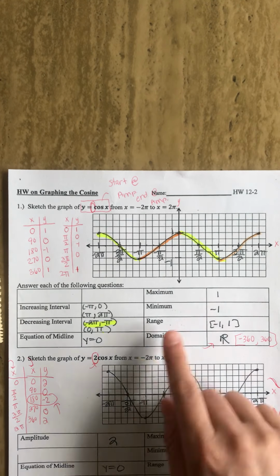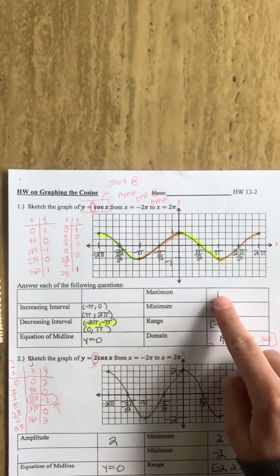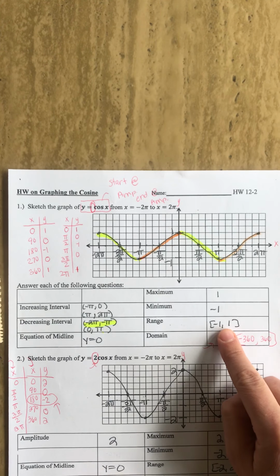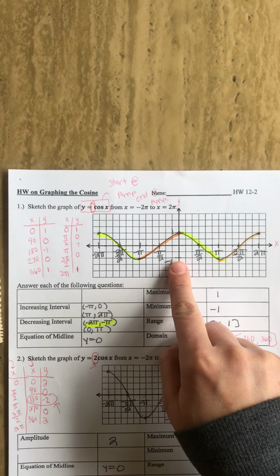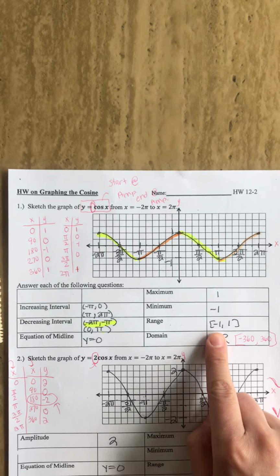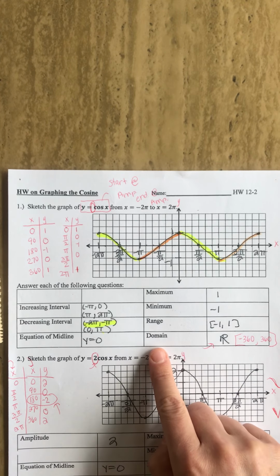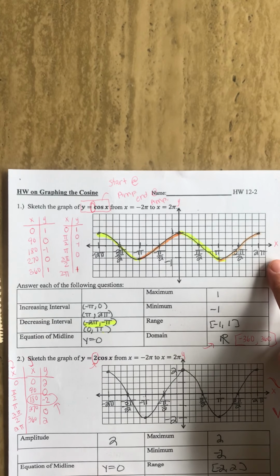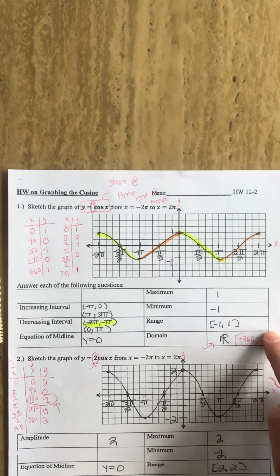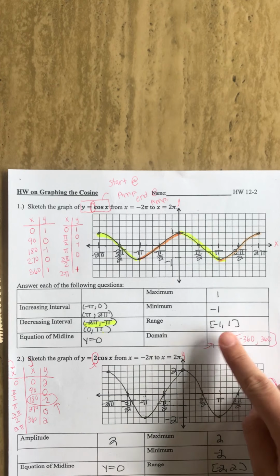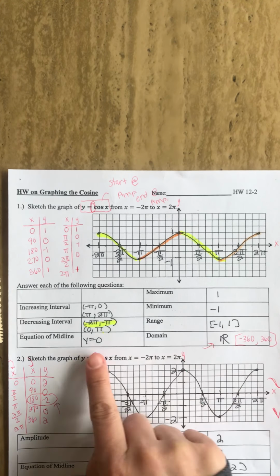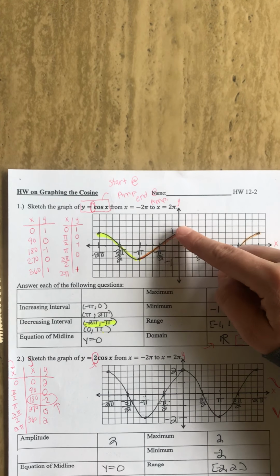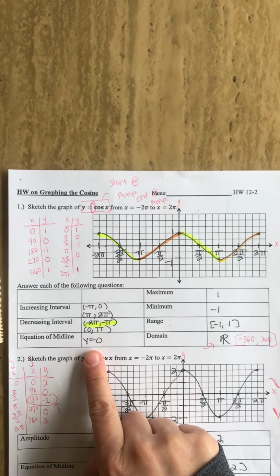The max right here is the highest point, that's 1. Your min, your lowest point, that's negative 1. Your range is the y values from low to high, so you see that it's going from negative 1 to positive 1. The domain, a lot of you are probably going to say it's from negative 360 to positive 360, but because this is a continuous cycle, it's all reals. So just note that there. Your equation of the midline is halfway between negative 1 and positive 1, which is y is equal to 0.